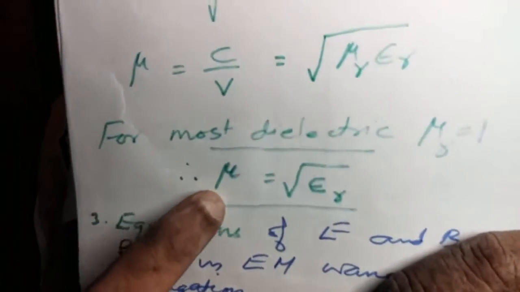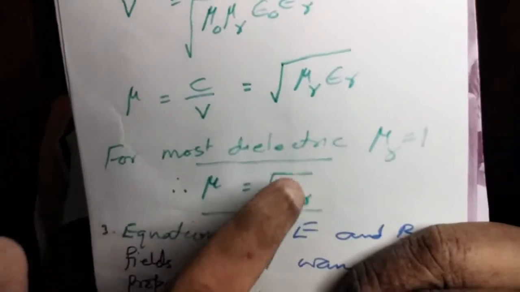Now for most dielectric material, such as glass, not magnetic, so mu r is 1 or near to 1. So refractive index mu equals square root of epsilon r. That is the result. Refractive index is equal to square root of dielectric constant of the material. This is only a theoretical formula. There is a slight difference, and mu r is not strictly 1.